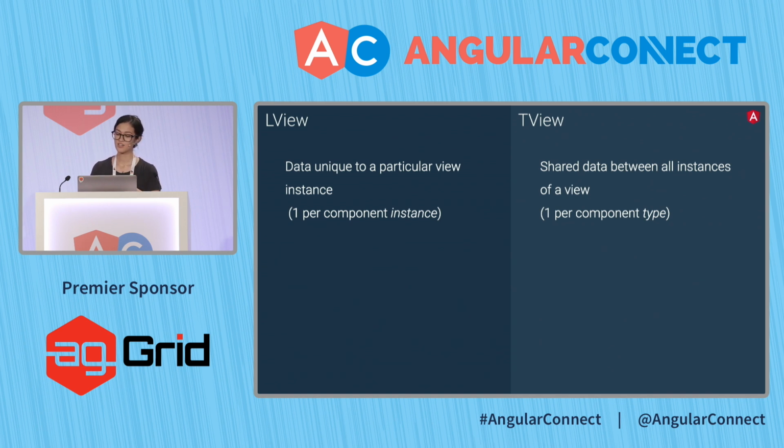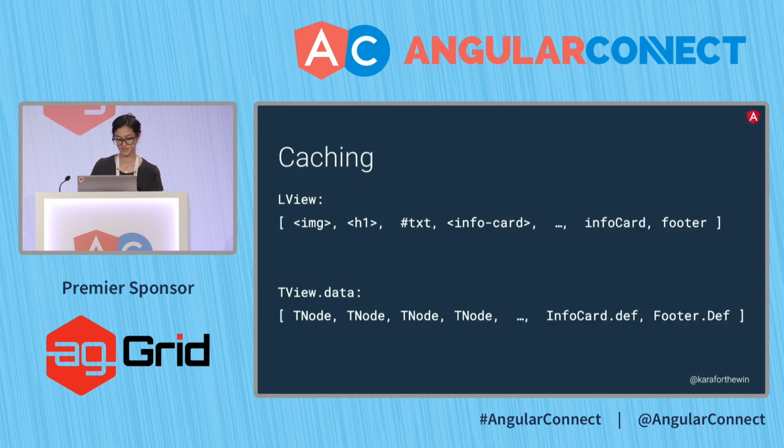And the way that we make this work is that we store the TView on the component def. So the next time we create this component instance, we can look at the def, look up the TView, and look at all the information that we stored the first time around and make use of that. So in practice, it might be something like this. We have all of our elements in our LView. We have our directive instances. And as we're pushing directive instances into the LView, we're also pushing their definitions into the TView at the same index.